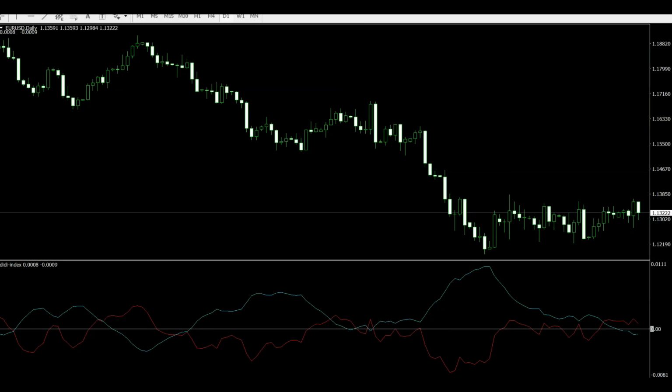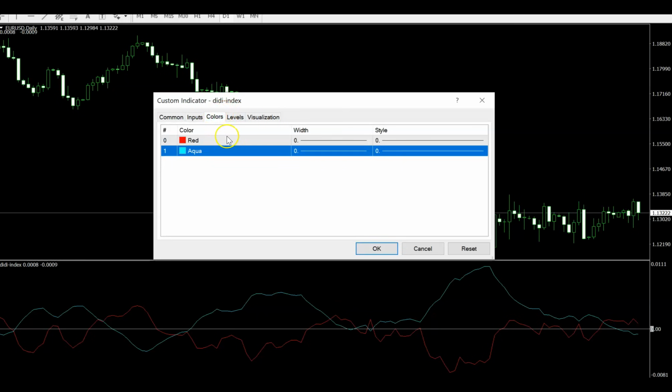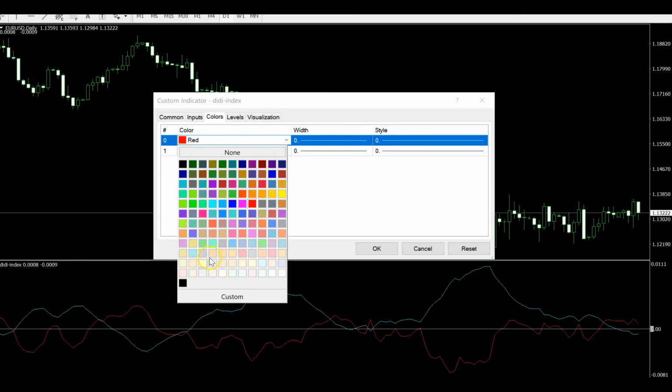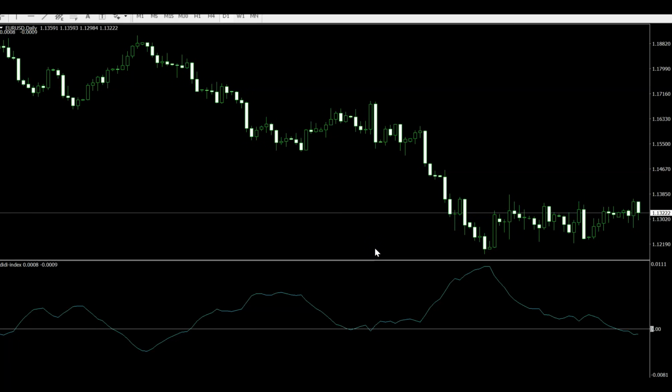Okay, so as I said, step one is to get rid of this red one here. The best way to do that is to go to your colors. Go to red, and then go to this very last box here. This is your none box, and it will leave the line there, but you won't see it. So there's that.